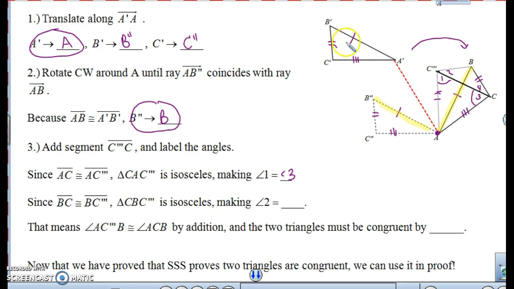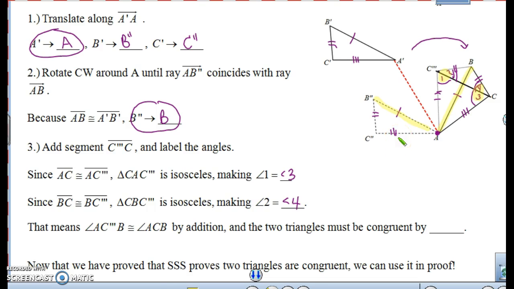Now, we also know that BC and BC prime are congruent. Those two sides are congruent because we were given that. So that means that this right here, CBC triple prime, is an isosceles triangle, and that means that the base angles of that are congruent. Angle 2 is congruent to angle 4. So we now have triangle ABC triple prime and triangle ACB. If we take these two angles right here and add them, 2 and 4, add them to 1 and 3, that gives me that angle and that angle by addition are congruent.